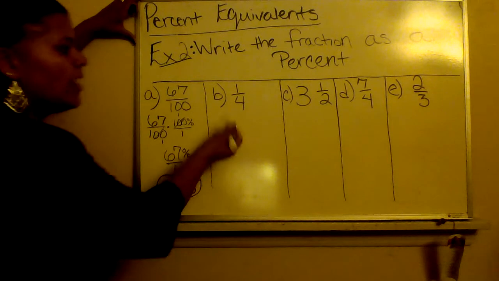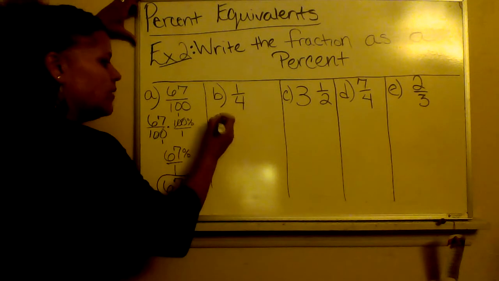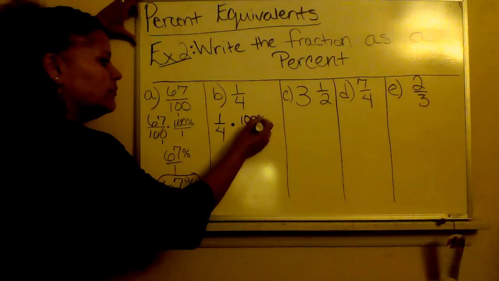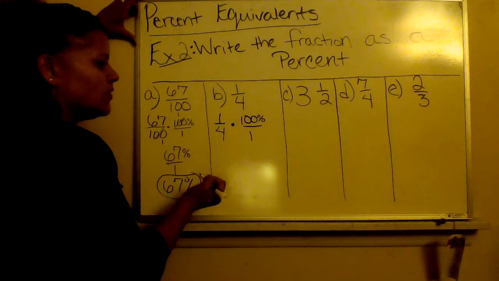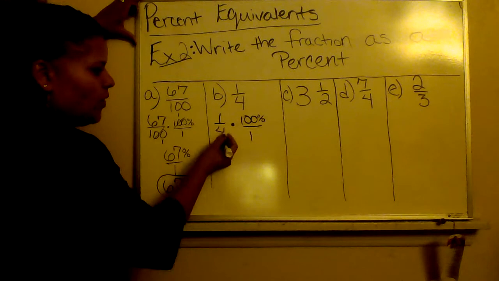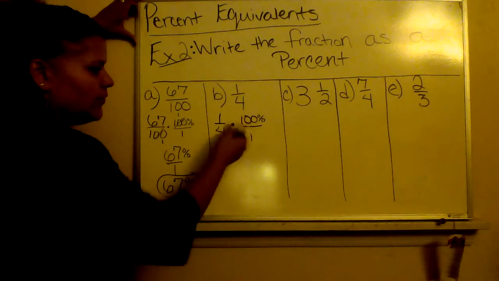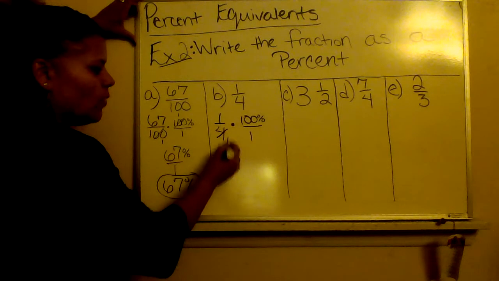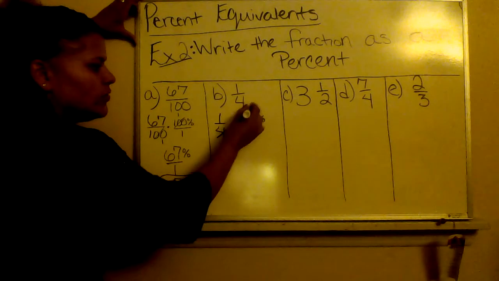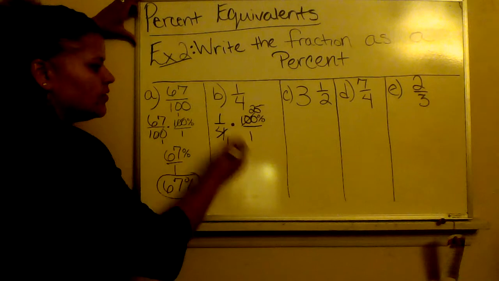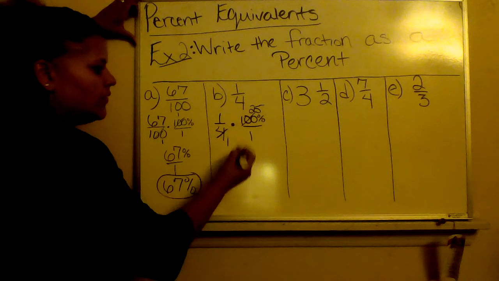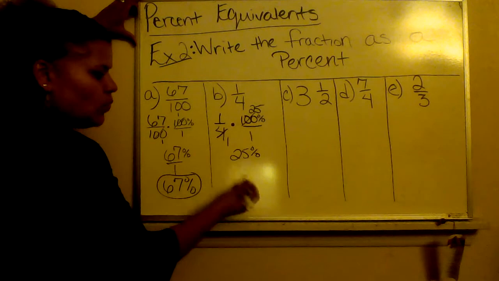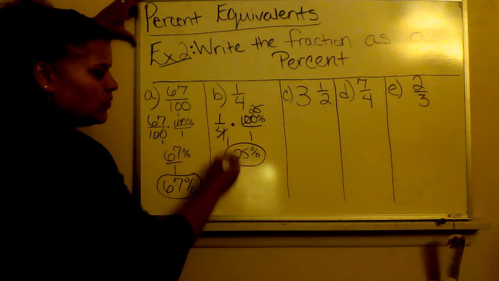Okay? So now I have 1/4. I'm going to do the same thing. I have 1/4 times 100% over 1. So now I simplify. 4 goes into 100, because we look diagonally to see if we can simplify. 4 goes into both. So 4 goes into 4 once, and then 4 goes into 100 25 times. So then I do 1 times 25. That gives me 25%. 1 times 1 is just 1, but we don't need the 1, so we'll leave it at 25%.